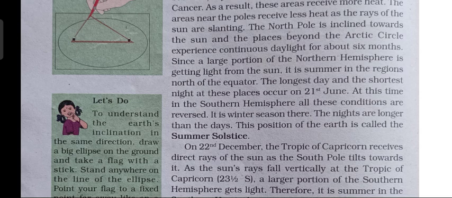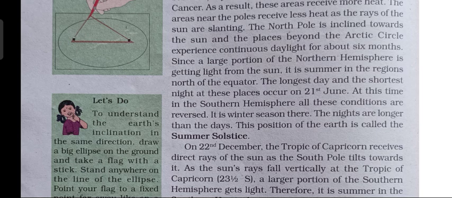Now, at this time in the southern hemisphere, all these conditions are reversed. It is winter season here. The nights are longer than the days. This position of the earth is called the summer solstice. So, children, now the question arises, what will happen to the southern hemisphere on 21st June? On 21st June, we saw that in the northern hemisphere, the countries will have summer season, longest day and shortest night. But what about the southern hemisphere? So, children, on 21st June, all the conditions get reversed in the southern hemisphere.